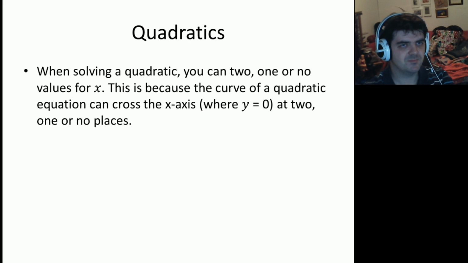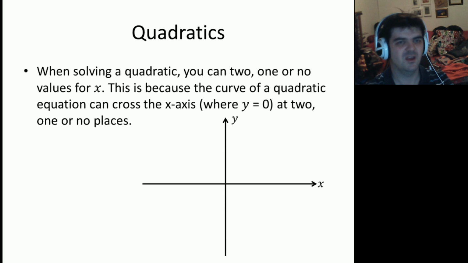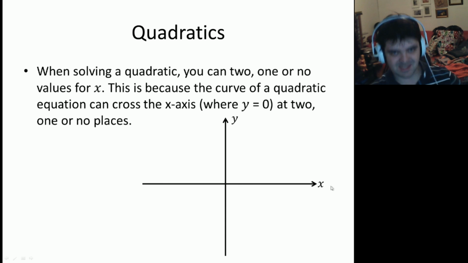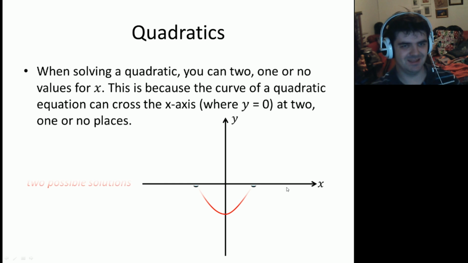Okay. So when solving a quadratic, you can have one, two, or no values for x. This is because the curve of a quadratic graph can cross the x-axis, where y equals zero, in two, one, or no places. That doesn't make any sense until I show you a graph, right? So the x-axis is along here. We're looking at where y equals zero. At y equals zero is this line, the x-axis, which, if you didn't do last year, take my word for it, this is what it looks like.